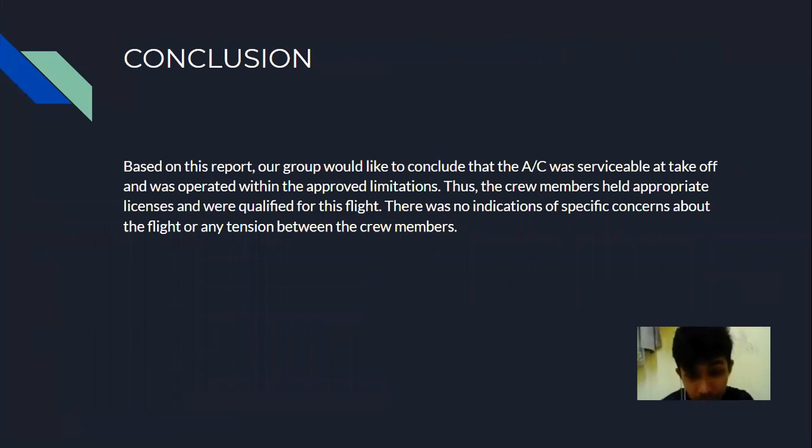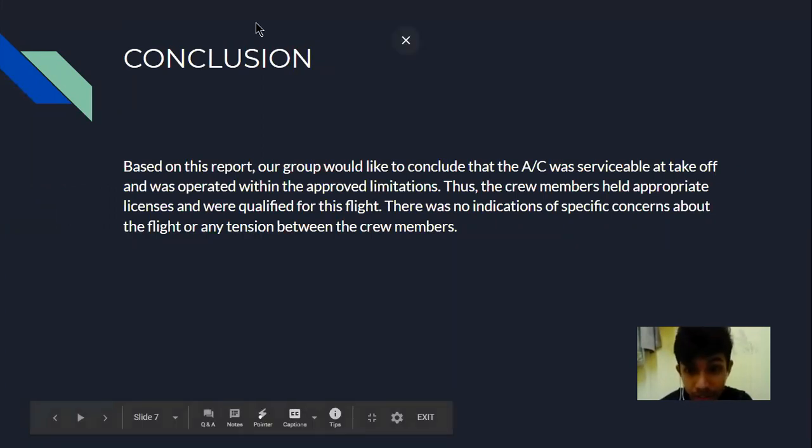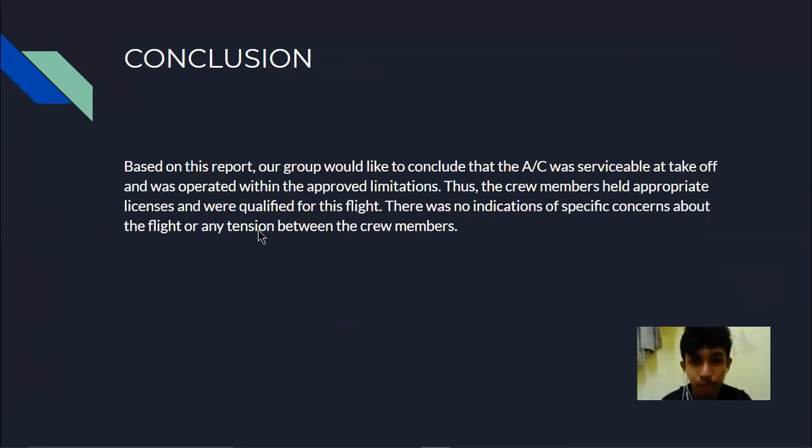Hello, my name is Muhammad Taufik Azizi bin Azman and my matric number is 2000802. Based on this report, our group would like to conclude that the SC was serviceable at takeoff and was operated within the approved limitations. Thus, the crew members held appropriate licenses and were qualified for this flight. There was no indication of specific concerns about the flight or any tension between the crew members.